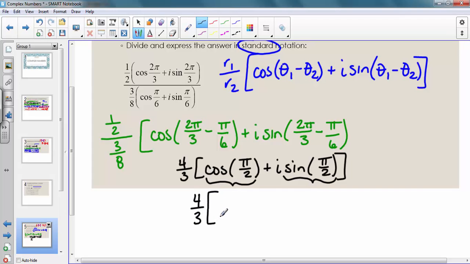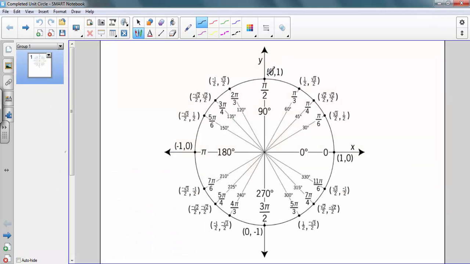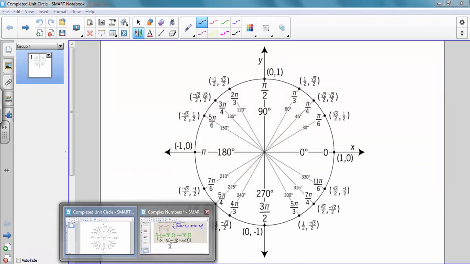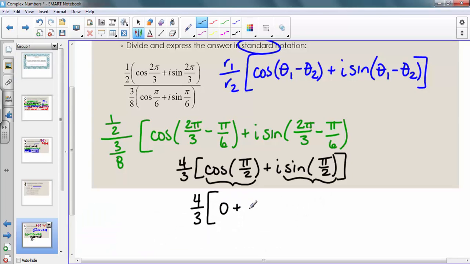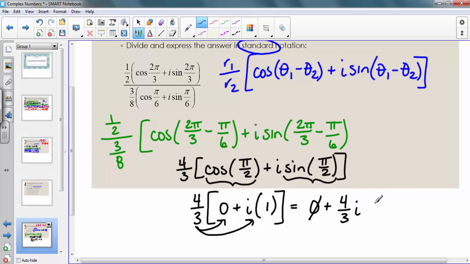So I'm going to have 4/3 times the cosine of pi over 2, which of course is 0, and then the sine of pi over 2, which is 1. Distributing this in, I get 4/3 times 0, which is just 0, plus 4/3 times 1, which is just 4/3 I. And of course my 0 can just go away and I'm left with 4/3 I. And this would be my final answer in standard notation.